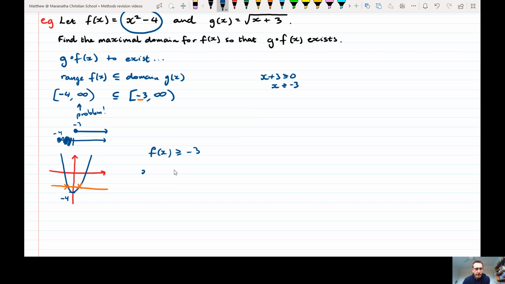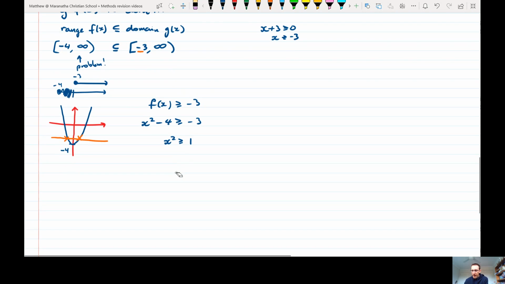We have to remember how to solve our inequalities for this. So I'm going to have x squared minus 4 is bigger than or equal to -3, which means that x squared has to be bigger than or equal to 1. Now I can't just say x is bigger than or equal to plus or minus 1. That's not how it works with quadratics. With linear equations that works nicely. Quadratics it does not. But the plus or minus 1 does form a very important part of the puzzle for us.